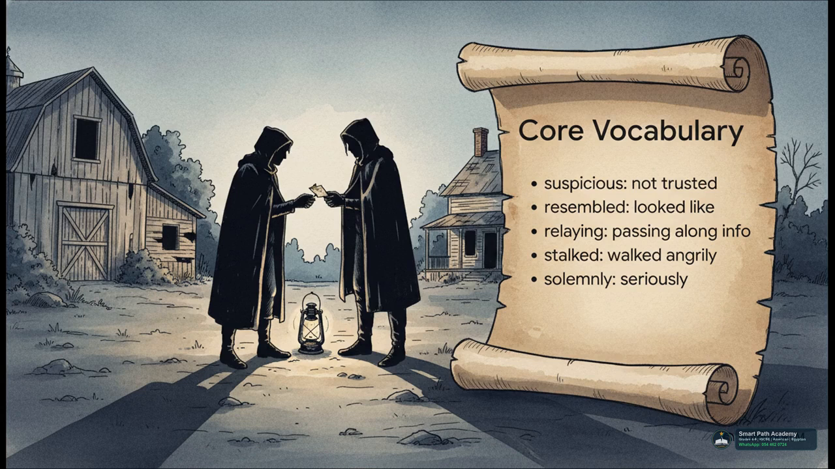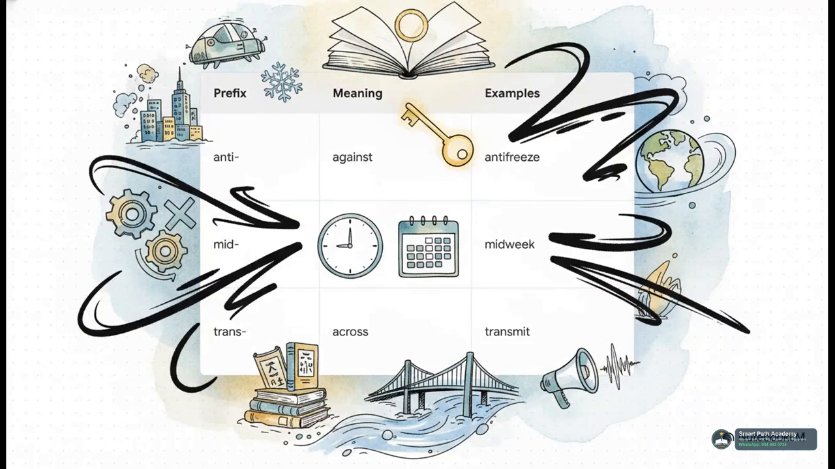Then we have relaying, which means passing along information. That's exactly what Mr. Motsumaya was secretly doing. Stalked means walking stiffly or angrily with intense purpose. And solemnly means doing something incredibly seriously. Do you see how these specific words just dial up the tension and make the farm's secret actions feel so much more real?